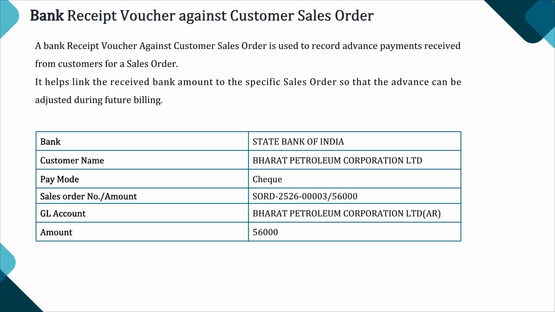Bank, State Bank of India, customer name, Bharat Petroleum Corporation Limited, payment mode, check, sale order number SORD2526000003, amount 56,000 rupees, GL account, Bharat Petroleum Corporation Limited AR.